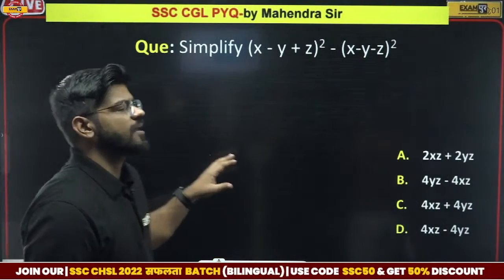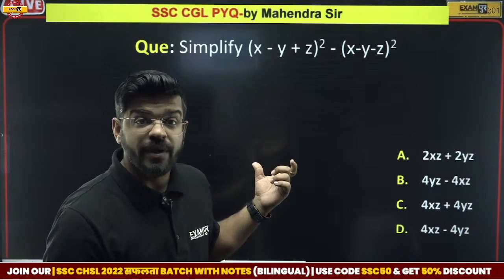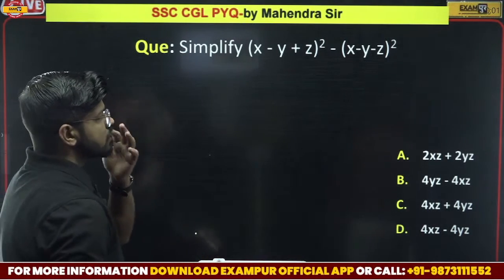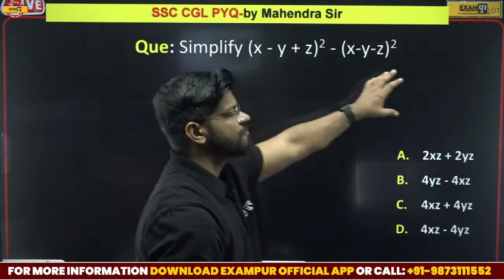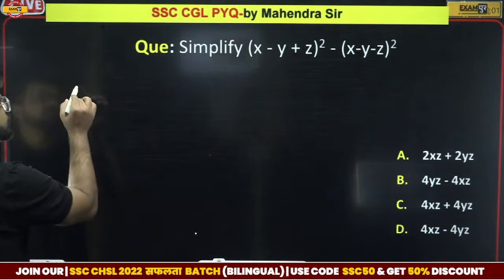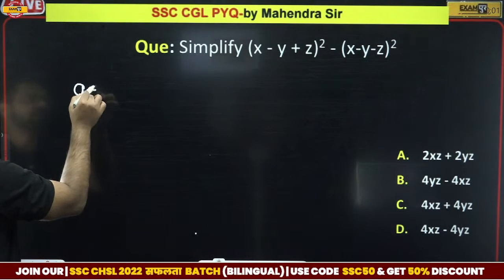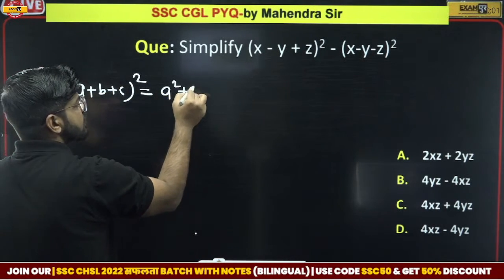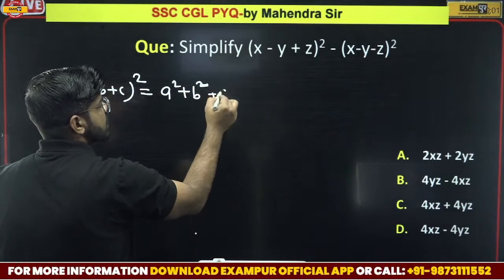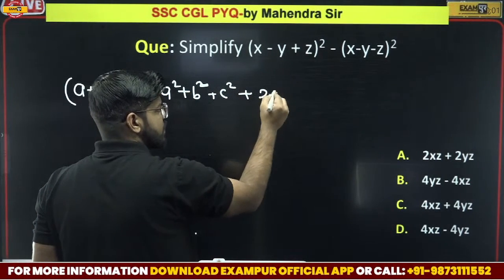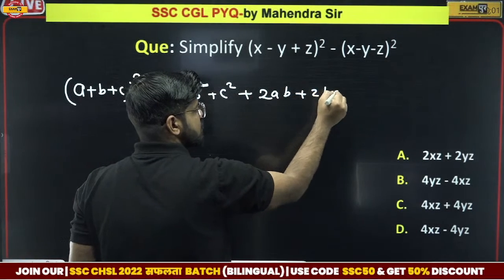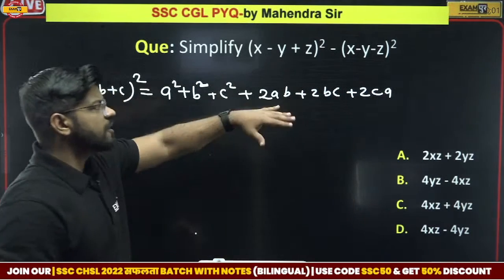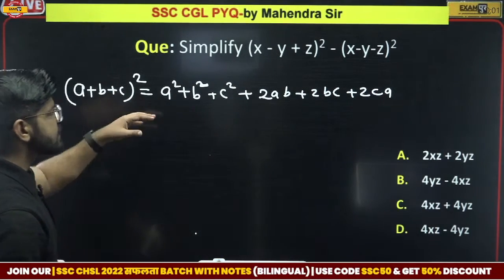This question came in CGL 2020. Let's see how to solve this question. You have to simplify this. For that you should know the formula that (a + b + c) whole square is equal to a square plus b square plus c square plus 2ab plus 2bc plus 2ca. If you know this formula, you can easily solve this question.